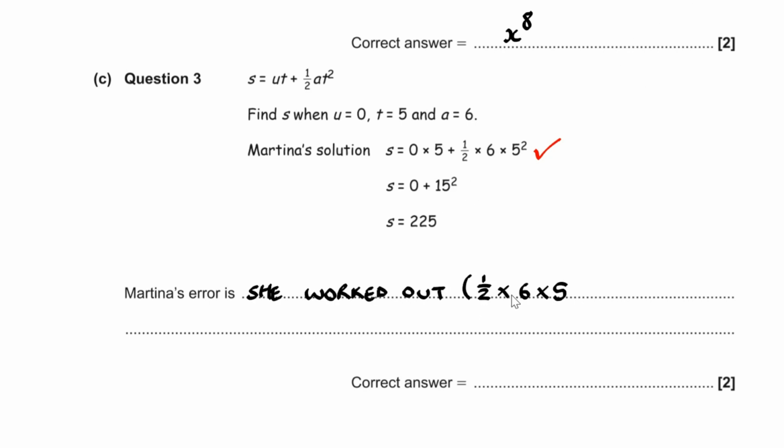So what she did was she worked out a half lots of 6 times by 5 all squared. So when we come to write down the correct answer, what we should have done is square the 5, then times by 3. So we should have worked out 0 plus 3 times by 5 squared. So we would have had 3 times by 25, which is 75. So we should have got 75.